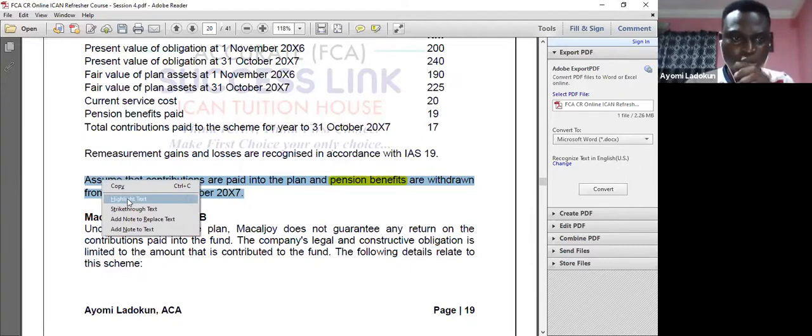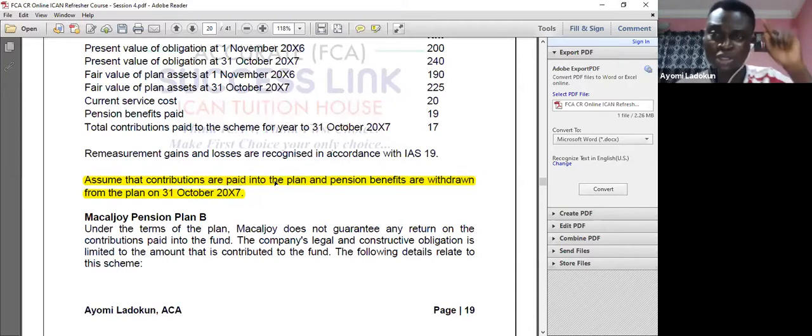Now, there's a relationship between contribution paid and pension. I can't scroll up again, but open your pro forma if you have printed it. On that pro forma, pension benefit is not considered. It's always in dash, while your contribution will be in brackets. Now, this statement is saying assume.